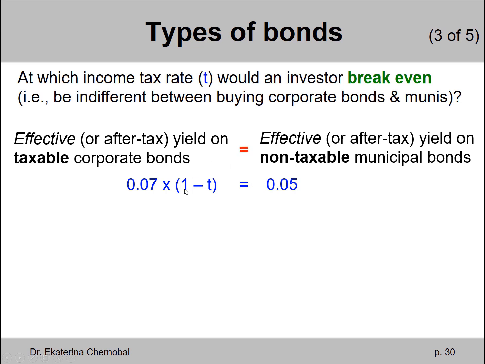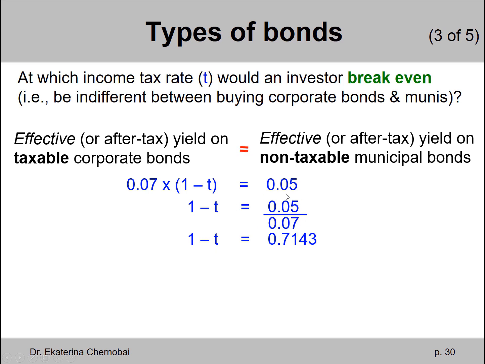So we are asked essentially to calculate the tax rate that would make both sides equal to 5%, right? The after-tax return on the municipal bonds is 5% as given, and so is the after-tax return on the corporate bonds. To solve this little equation, we can first move 0.07 to the right, and mathematically we would be dividing 0.05 on the right-hand side by 0.07. And now on the left-hand side we are just left with 1 minus t. And then we want to have t equals and then everything else, so we want to get rid of the 1.